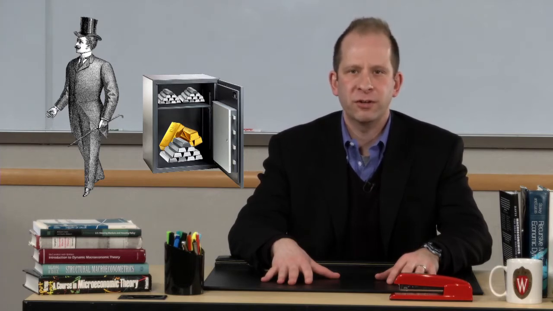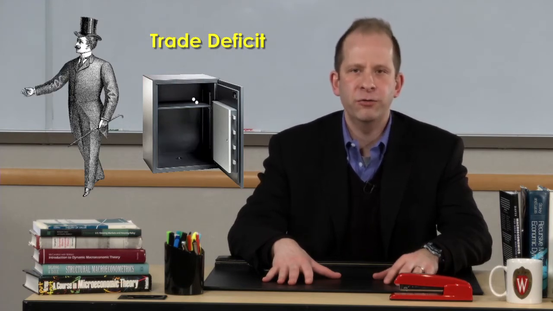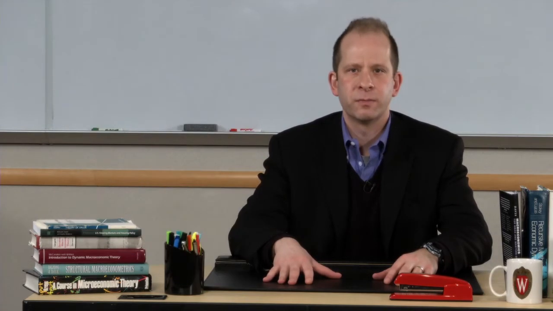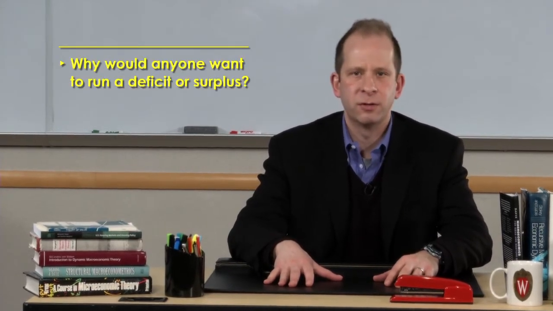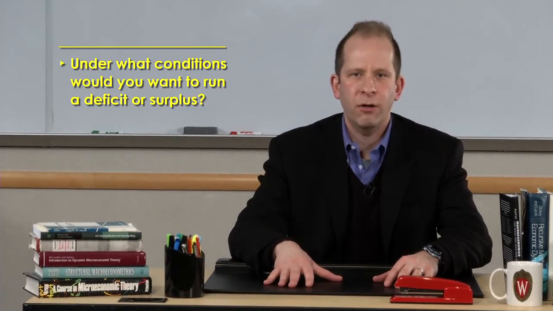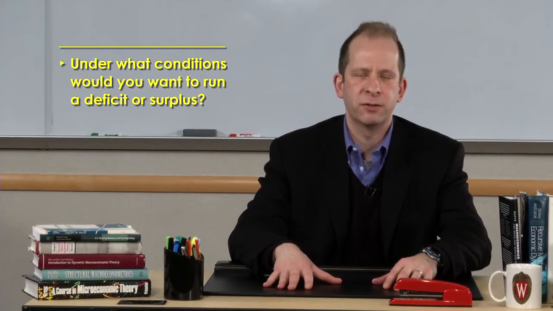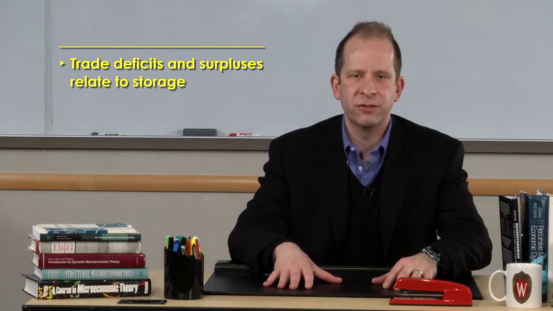And when agents want to consume more output than they produce, they run a trade deficit and spend their financial assets, if they have any, or issue IOUs in the event they do not have any financial assets. In the current episode, we answer the question, why would anyone want to run a trade deficit or a trade surplus? Or more to the point, under what conditions would someone want to run a trade deficit or a trade surplus? In this episode, we show that trade deficits and surpluses are always related to storage.